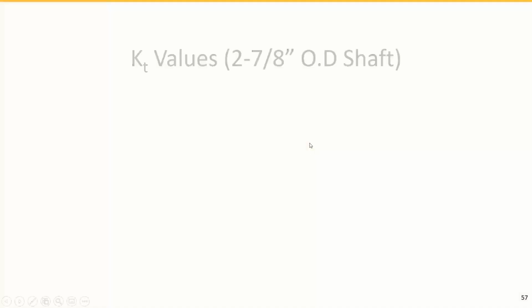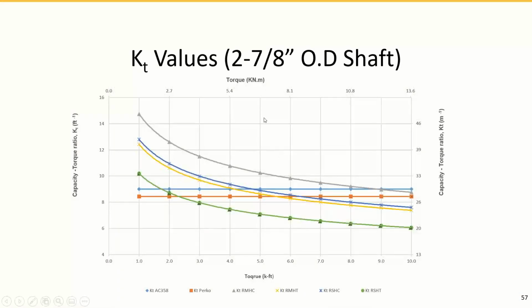Okay, so it's just to show you, I told you that the 2 7/8-inch outside diameter shaft is one of the most commonly used ones out there for small diameter helical pile. So I put this KT value. This is the capacity correlation, KT versus final installation torque. Now, for AC358, KT for the 2 7/8-inch outside diameter shaft is just 9. It's based on the shaft size only. It's constant. It doesn't matter what installation torque is. Dr. Perko's KT value for here, the square over here, that's AC58, is 9. Dr. Perko has 8.5, also as a function of shaft size only.